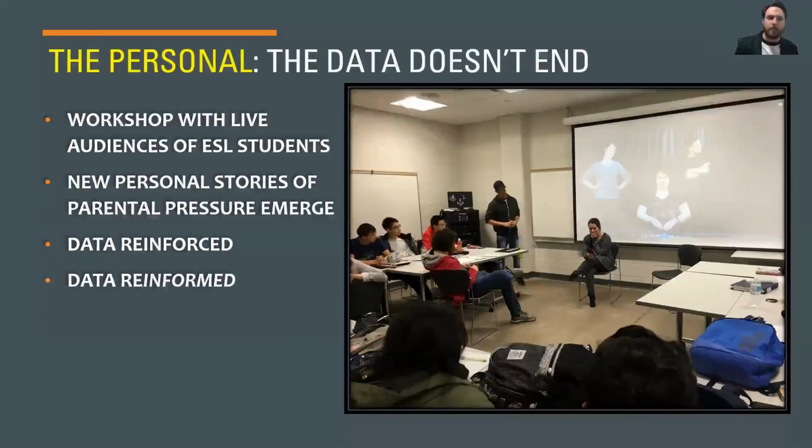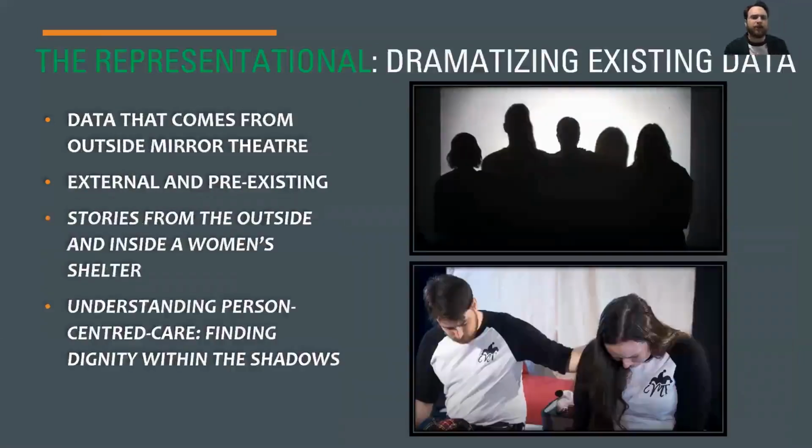The next style of data that we dramatize is what we refer to as the representational. Here, scenes that come from representational storytelling are those that were analyzed and mediated from pre-existing data, from an external source. Two recent Mirror Theater plays fell heavily on this style. Stories from the Outside and Inside a Women's Shelter was made in partnership with a local women's shelter in our region and took influence from interviews that were conducted with women who have had experiences at the shelter.